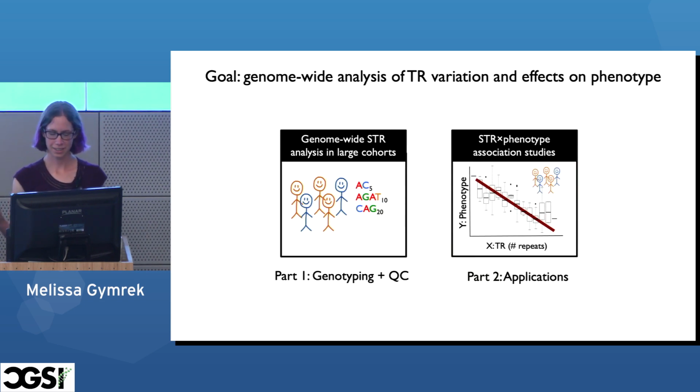Cool. Okay. So I've tried to break this into two parts. The first is just looking at genotyping these things. If you were interested in profiling STR variation across the genome in a large cohort, how might you go about doing that? And then the second part, I'll talk about a couple of different applications that we could do once you had that set of genotypes for your sample.